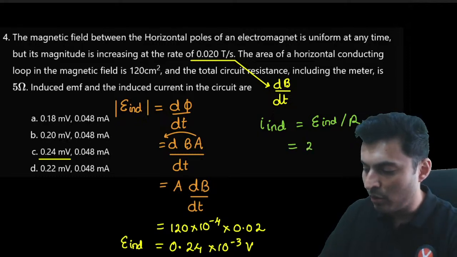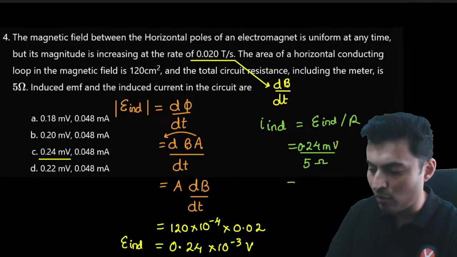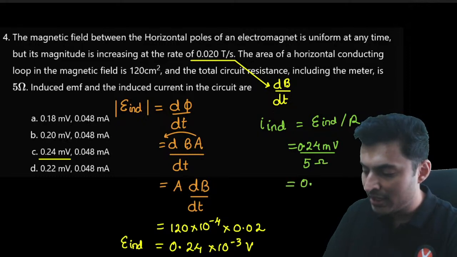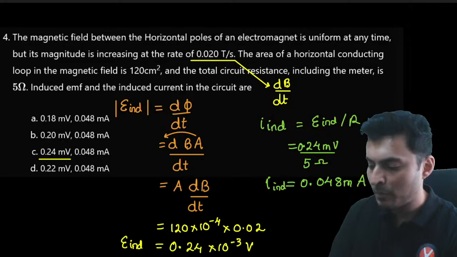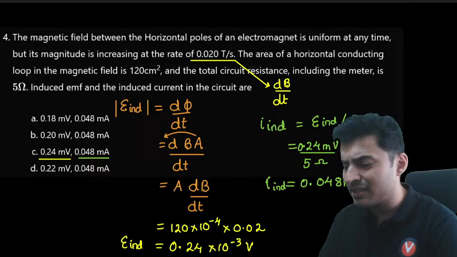So, you have 0.24 millivolt divided by the resistance, which is 5 ohms. It will come out to be 0.048 milliampere. That is the induced current, which is there right over here. Okay, clear? How to solve these kind of questions?